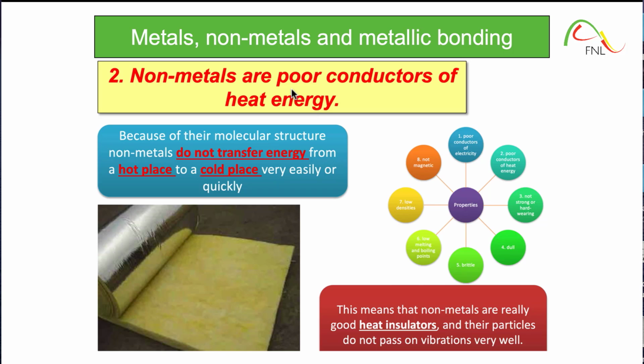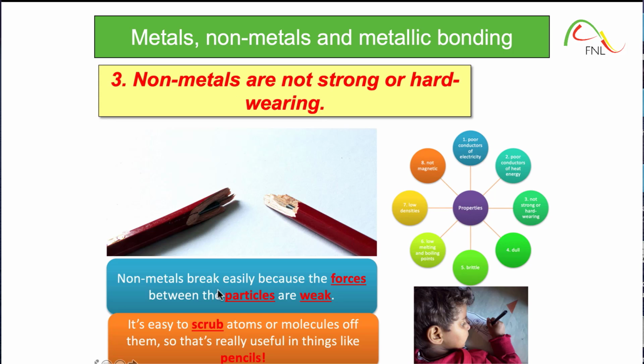Non-metals are also poor conductors of heat energy. Because of their molecular structure, non-metals do not transfer energy from hot place to cold place very easily or quickly. This means that non-metals are really good insulators and the particles do not pass on vibrations well. So, for example, this loft insulation here is made of non-metallic material. It keeps the heat in, we hope.